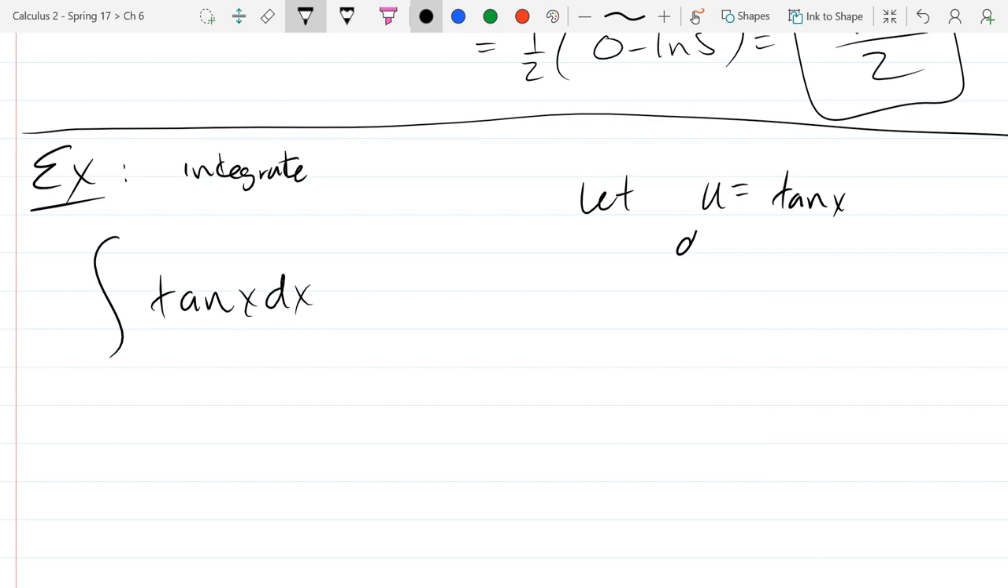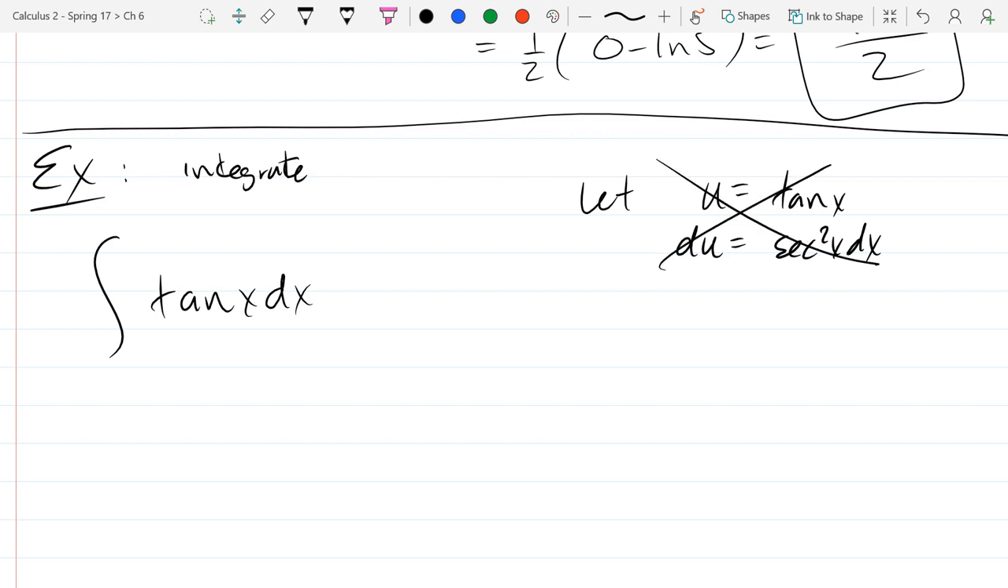Now what's the derivative of tangent x? So all the trig derivatives probably should go on your cheat sheet. Secant squared is your tangent derivative. All right, do you see a secant squared anywhere in the integral? No. Nope, so it's not going to work at all. So this is out.